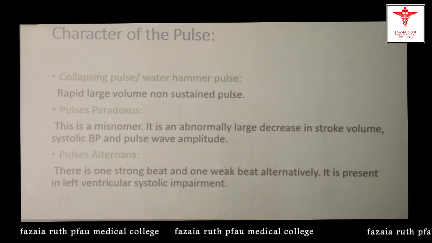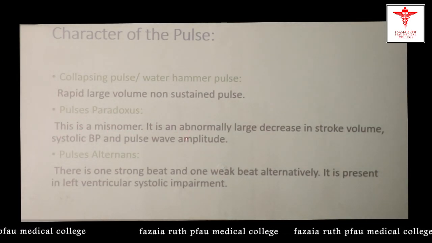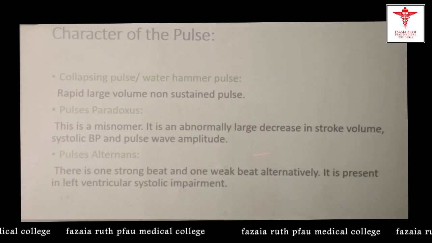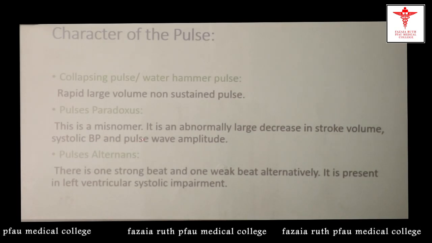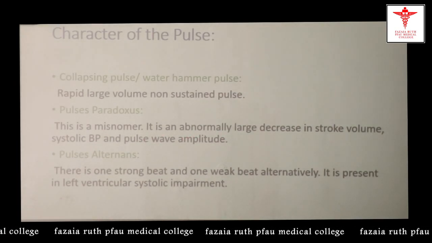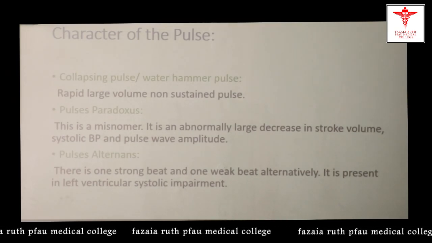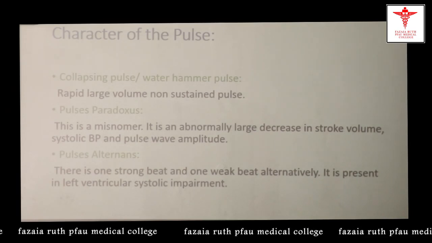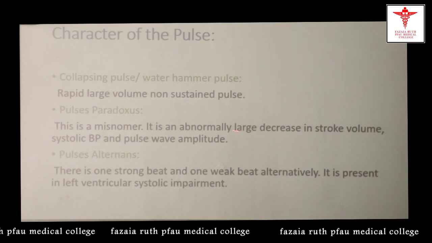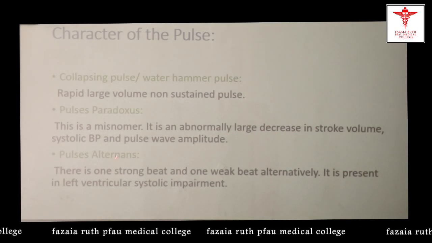Now come to pulsus paradoxus. This is a misnomer. It is an abnormally large decrease in stroke volume, systolic BP and pulse wave amplitude. Normally, there is a decrease in the volume of the pulse during inspiration, but in pulsus paradoxus, there is an abnormally large decrease.